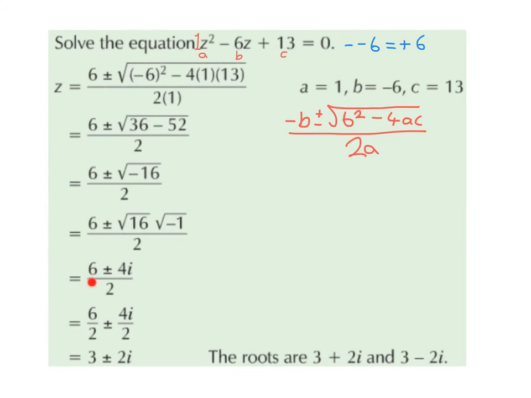So we end up with 6 plus or minus 4i all over 2, which is going to give us 6 over 2 plus or minus 4i over 2. 6 divided by 2 is going to give us 3. 4 divided by 2 is going to give us 2, with an i stuck on. So we end up getting 3 plus minus 2i, which we can break down to be 3 plus 2i or 3 minus 2i. And these are the roots of our equation.